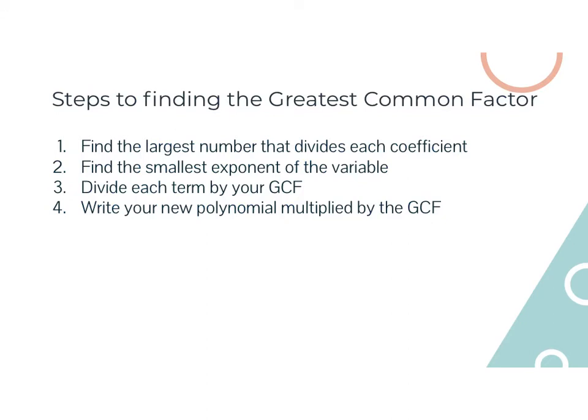Okay, so now steps to finding the greatest common factor. If you're a step-by-step person and you like following those, here's where I talked about just the two that we were looking at. So find the largest number that divides into each coefficient. That's the number part. Then find the smallest exponent of the variable. Okay, so that's the variables, the letters. Then we're going to divide out that GCF and we're going to write the new polynomial behind it.